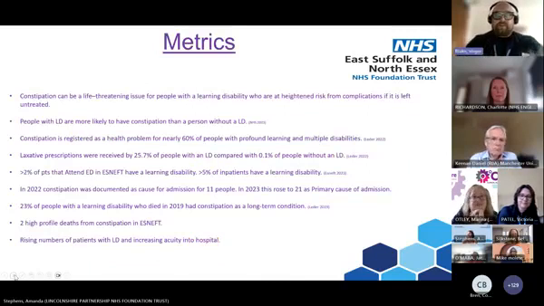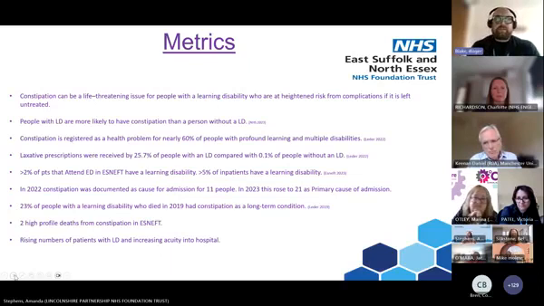So these are the numbers, the hard stuff. Constipation can be a life-threatening issue for people with learning disabilities. We know that there is heightened risk from the complications if it's left untreated. We know that people with learning disabilities are more likely to have constipation than a person without a learning disability, and it's a registered health problem for nearly 60% of people with profound and multiple learning disabilities.